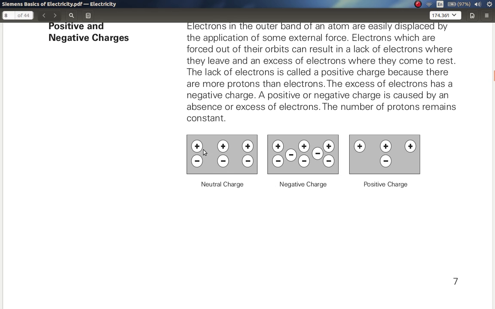Neutral charge, you have 3 positive and 3 negative. Negative charge, you have 3 positive and 5 negative. So you have 3 of the negatives cancelled out by a positive and 2 extra charges. Here you have a positive charge. You have 3 positive and only 1 negative. One of these negative charges is cancelled out by a positive, so it leaves 2 extra positive charges.